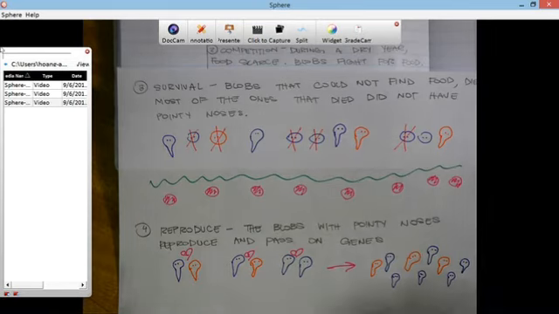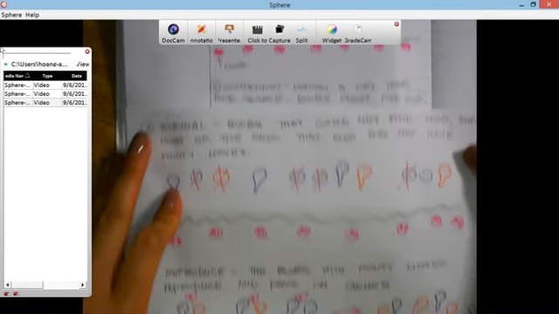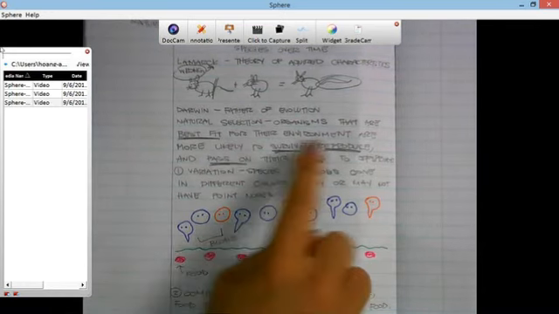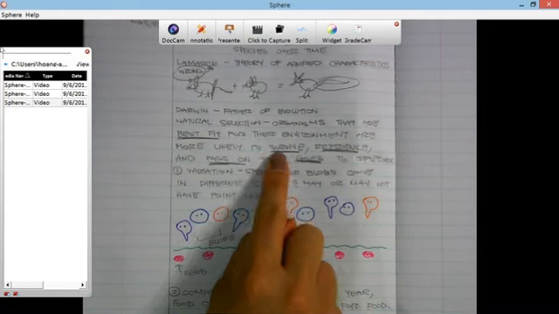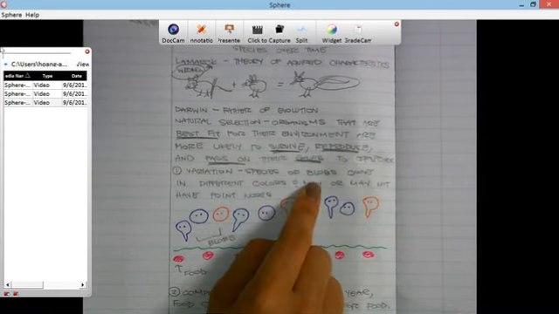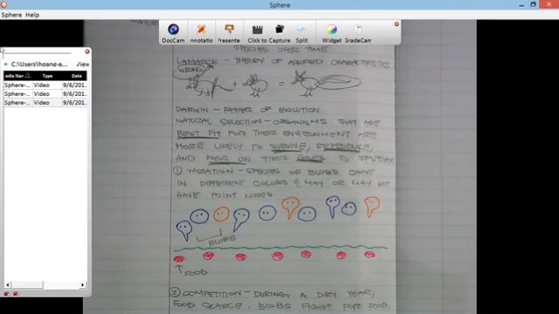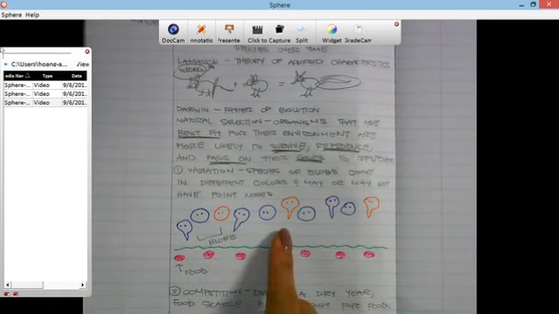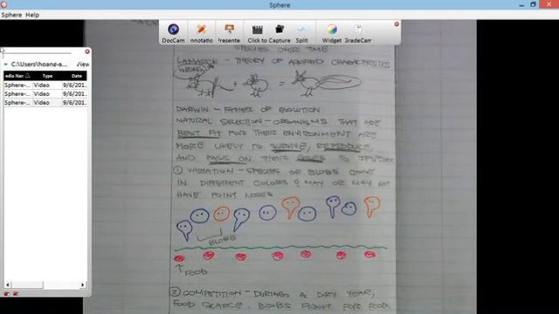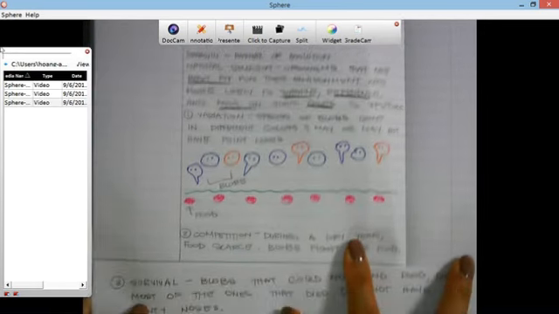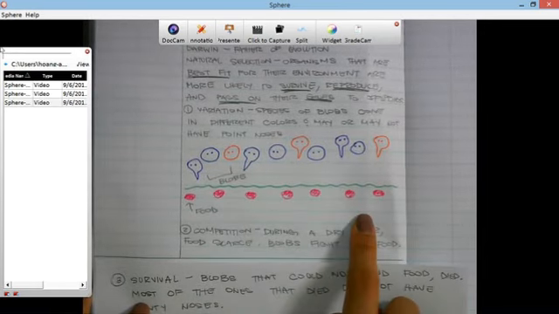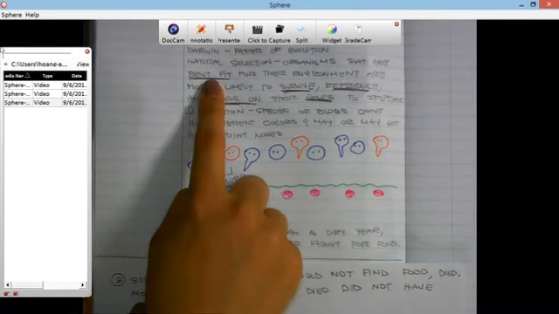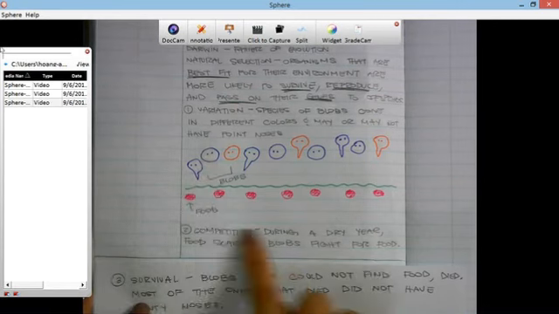So again, natural selection is when organisms who are best fit for their environment are most likely to survive, reproduce, and pass on their genes. In our particular examples, we had blobs that had different variations, so they had different colors, they had different shapes, but they were all competing for the same type of food. This food is on the ground, so the blobs with the pointier noses were best fit or had the best advantage of grabbing this food.